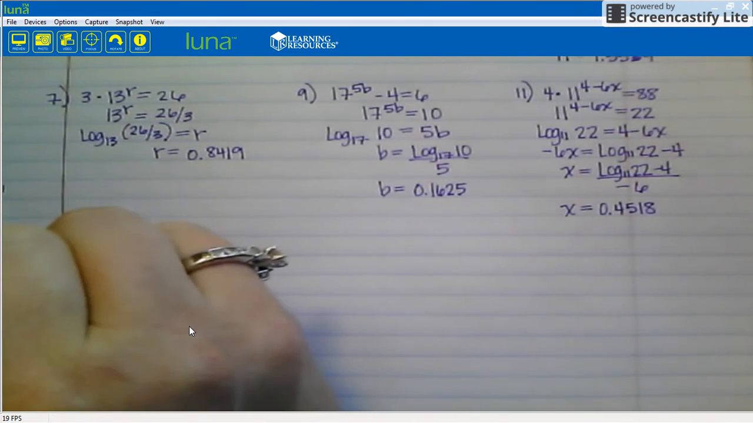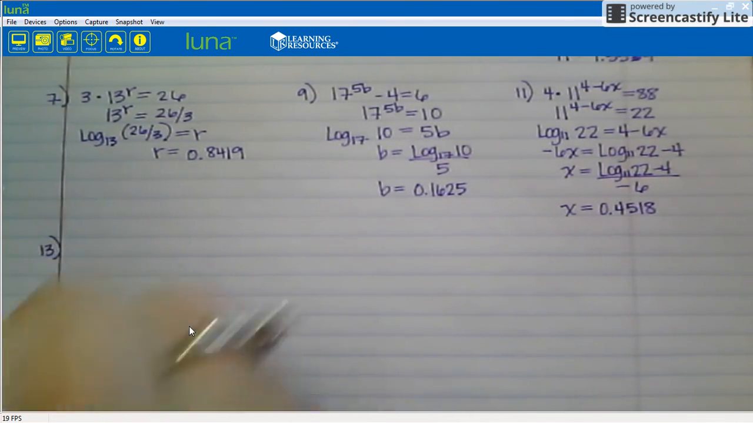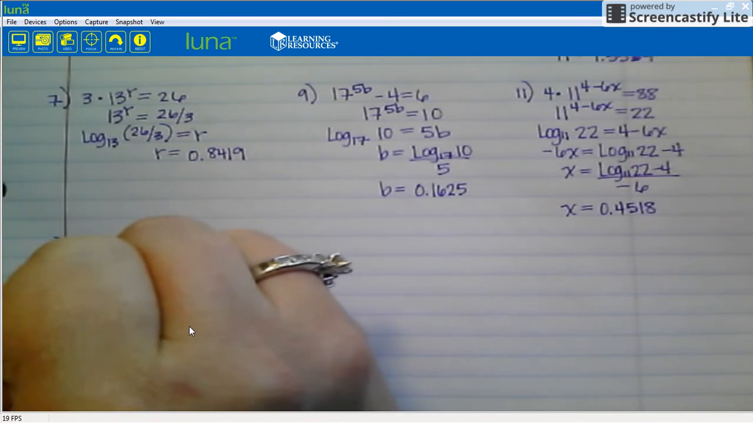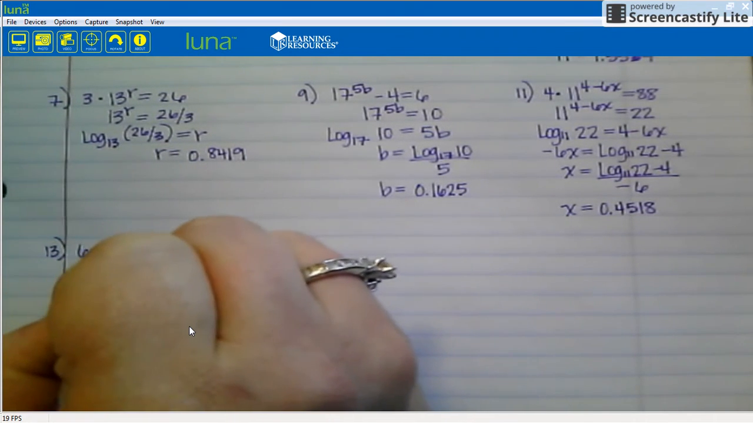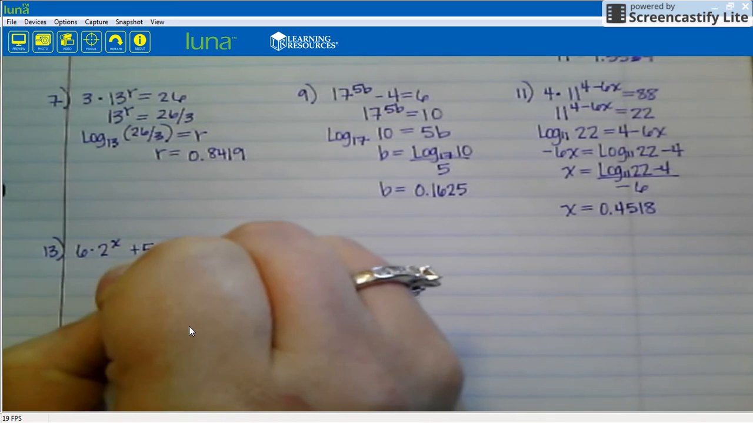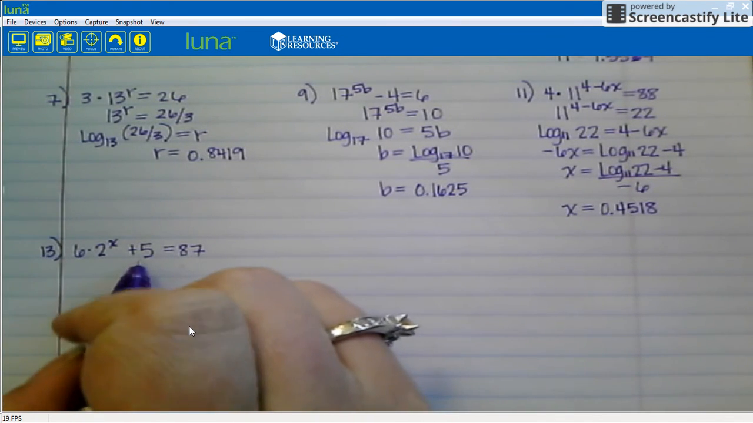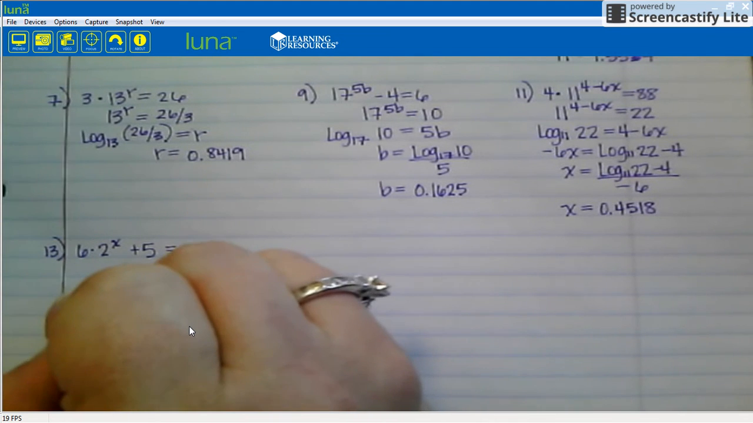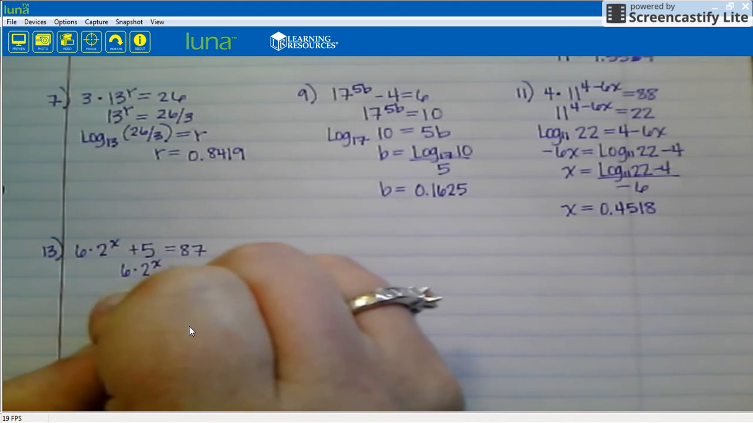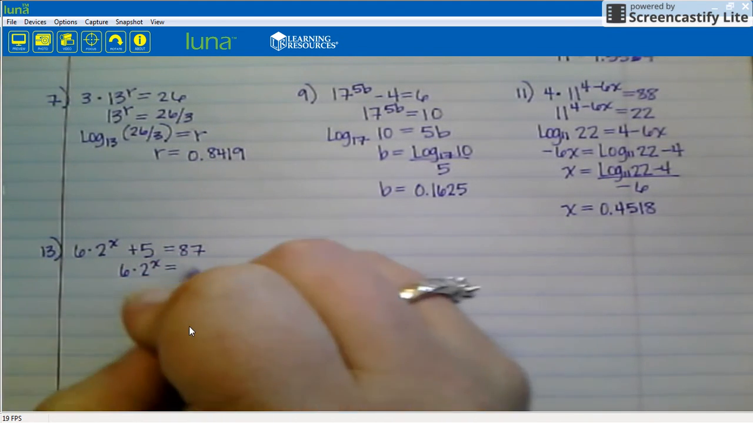For number 13, we have 6 times 2 to the power of x plus 5 equals 87. So this is a little more complex than the previous 3 in that you're going to have to do a couple of different operations before you get to the exponential by itself. So the first thing I'm going to do is subtract my 5 from both sides. So this is 6 times 2 to the power of x is equal to 82.